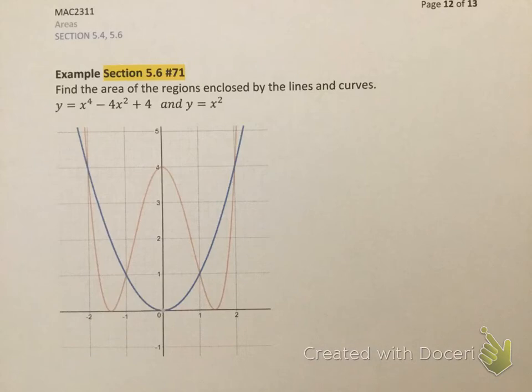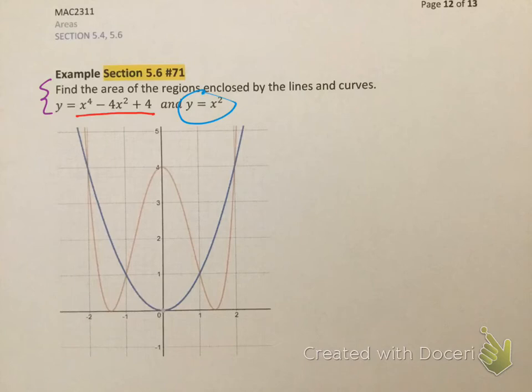All right, 2 more. Find the area of the regions enclosed by the lines and curves. You're not actually given the graph in this problem. If you go to your book, you are just given this information right here. Are you comfortable that the blue parabola is y equals x squared and the red polynomial function is x to the 4th minus 4x squared plus 4?